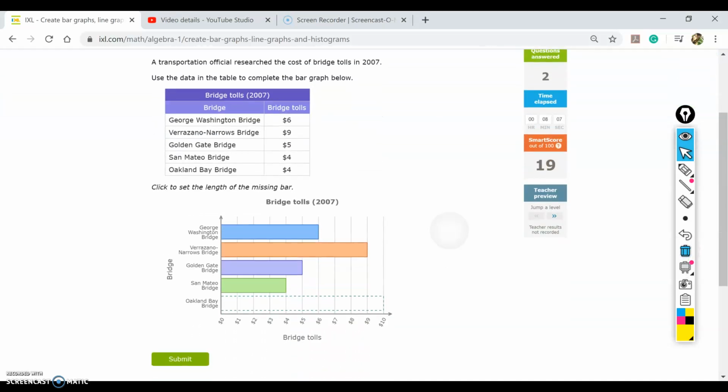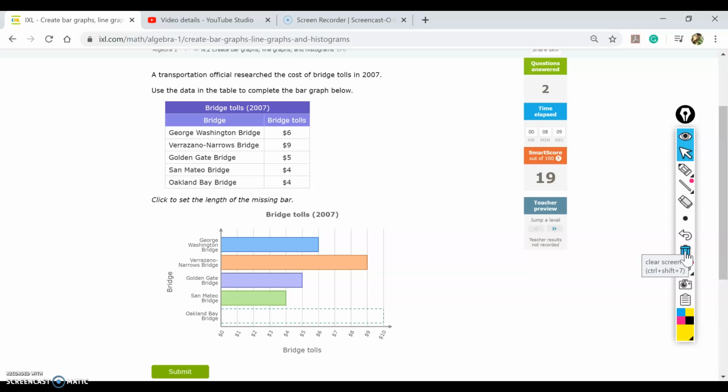So let's try this one here. Now I'm going to read the question, then try to create the graph for the problem, right? A transportation official researched the cost of bridge tolls in 2007. Use the data in the table to complete the bar graph below. And then they give you the little table, and they're showing you the bridge tolls in 2007, the name of the bridge, and the bridge toll, the price, right?